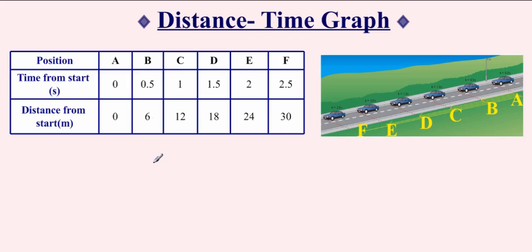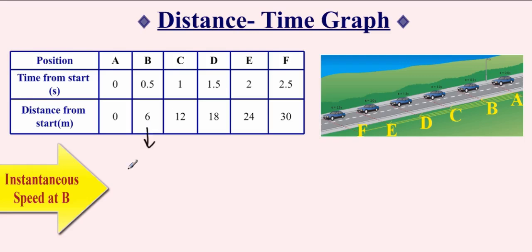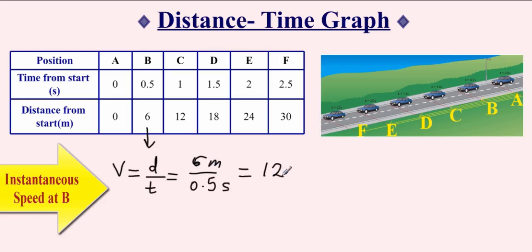Now if we calculate the speed at each point, this will be the instantaneous speed. Let's take point B for example. The instantaneous speed at B will be v equals d over t equals 6 over 0.5 equals 12 meters per second.